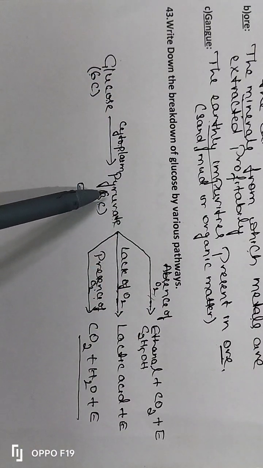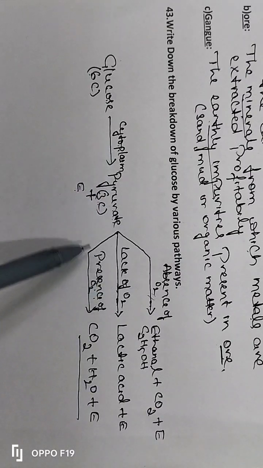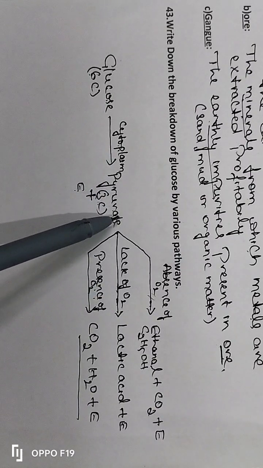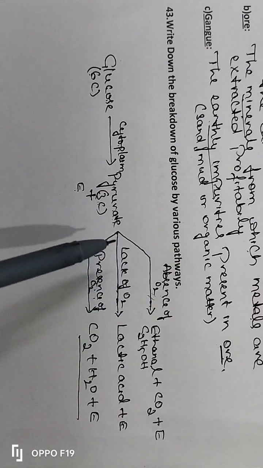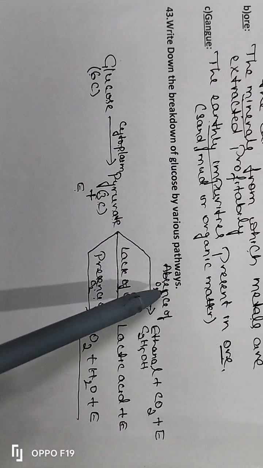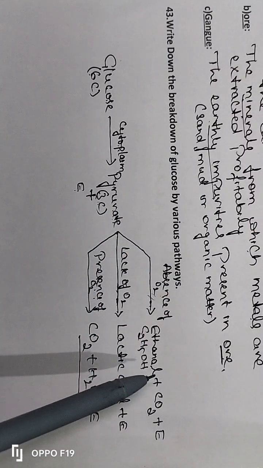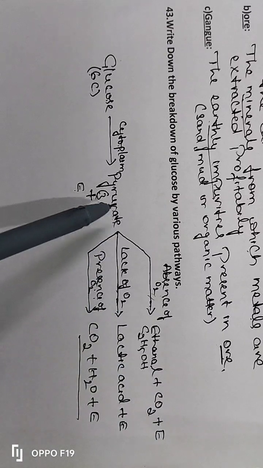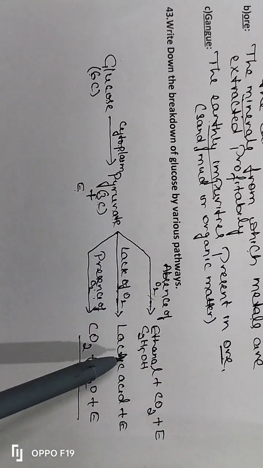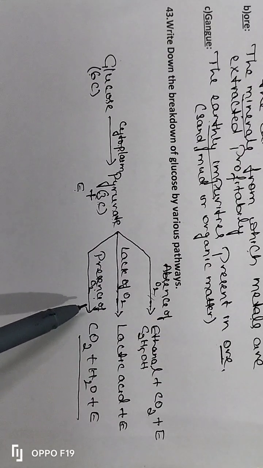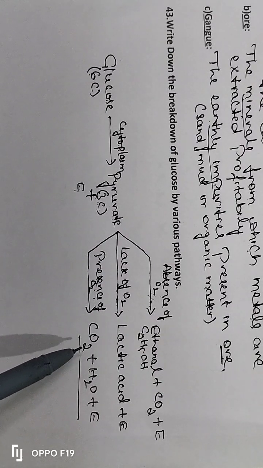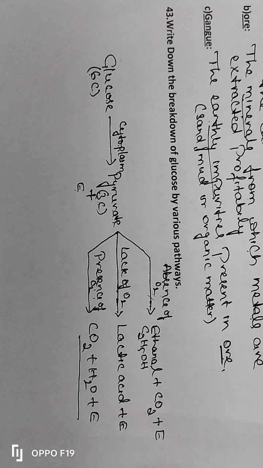Glucose is converted into pyruvate in the cytoplasm and releases a small amount of energy. Pyruvate in absence of oxygen is converted into ethanol, carbon dioxide, and energy. Pyruvate in lack of oxygen is converted into lactic acid and energy. Pyruvate in presence of oxygen is converted into carbon dioxide, water, and energy. So like this you have to write the various pathways for the breakdown of glucose.